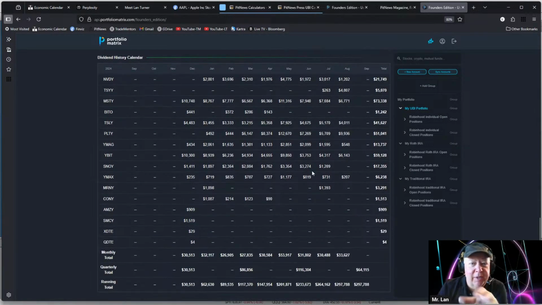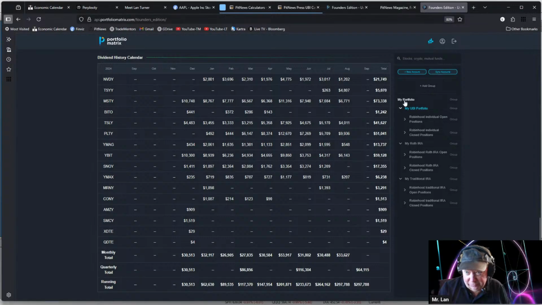And then, of course, I've got my spreadsheet, which is right in here. You can see my monthly totals. So everything that's coming in December, in January, February, March, April, May, each month, and which stock they were associated with, and the monthly totals. So 30,000, 32,000, 26,000, 27,000. Now that's just my one UBI portfolio.